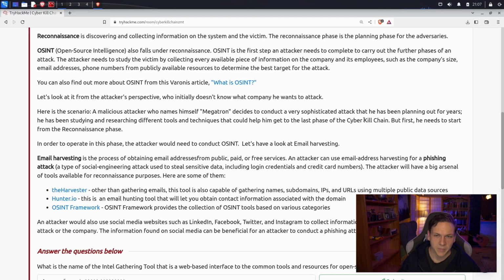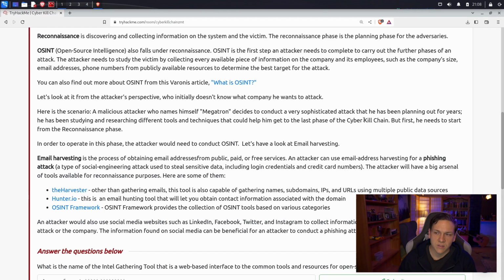Let's look at it from the attacker's perspective, who initially doesn't know which company he wants to attack. Here is the scenario. A malicious attacker who names himself Megatron decides to conduct a very sophisticated attack that he has been planning out for years. He has been studying and researching different tools and techniques that could help him get to the last phase of the cyber kill chain. But first he needs to start from the reconnaissance phase. In order to operate in this phase, the attacker would need to conduct OSINT. Let's have a look at email harvesting. Email harvesting is the process of obtaining email addresses from public, paid, and free services.